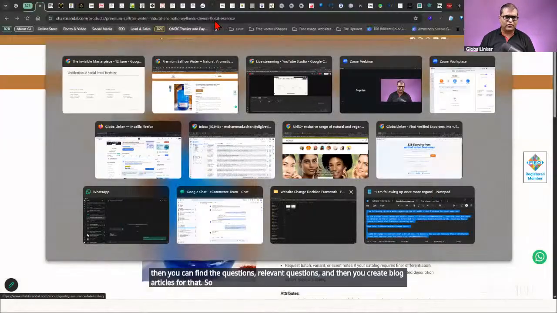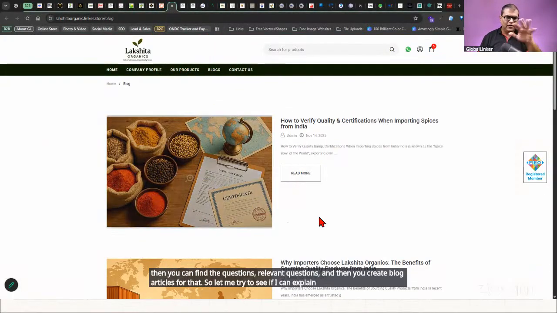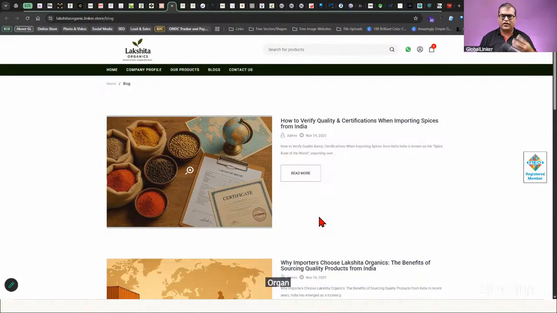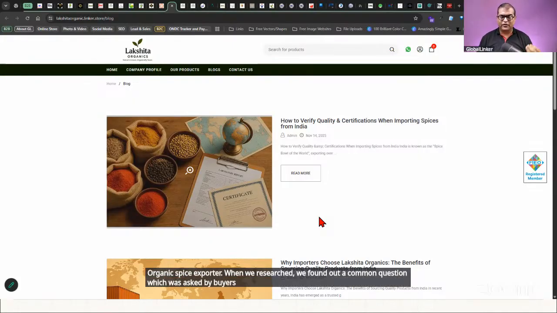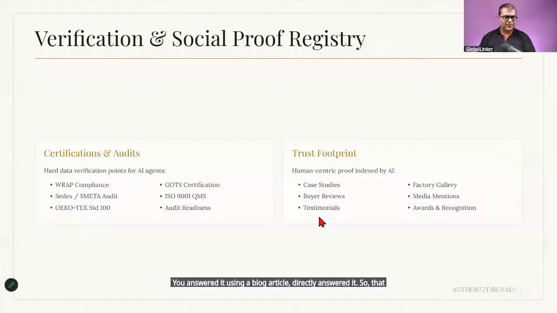So let me try to see if I can explain with an example. For this particular business, which is an organic spice exporter, when we researched, we found out a common question asked by buyers from the US and Europe, especially first-time buyers, was how to verify quality and certification when importing spices from India. He answered it using a blog article, directly answered it. So that is another thing which you must use very effectively.